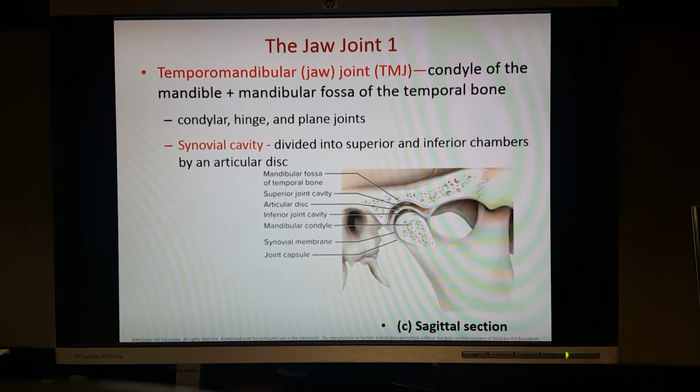So it divides that synovial joint into having a superior and inferior chamber. Still having all your other parts for your synovial joint, except there's this extra articular disc running through the middle of it. So it still gives the joint that glide and ability to move as you're talking, eating, whatever, but still gives a little bit more structure and support.